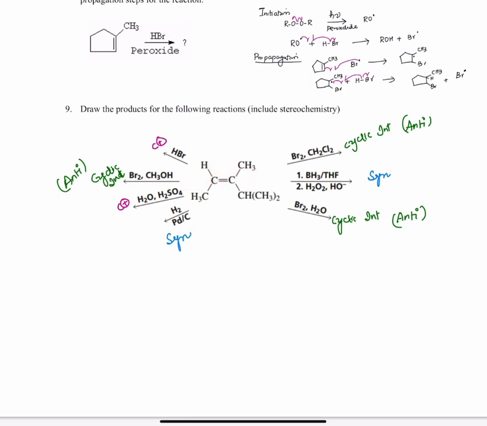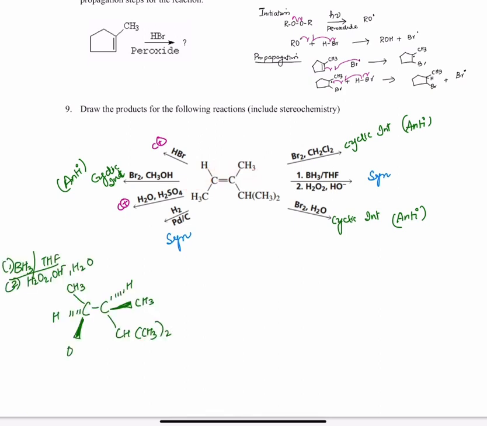So let's write down the products here. This would be one of the products, and when you take the mirror image of this, that's going to be the other product. And here are the two products, which are a pair of enantiomers for the hydroboration followed by oxidation.